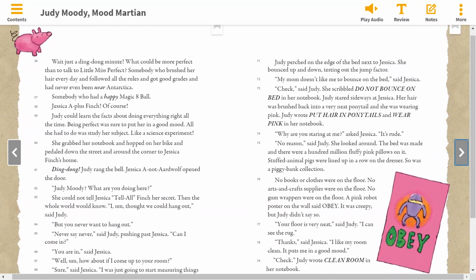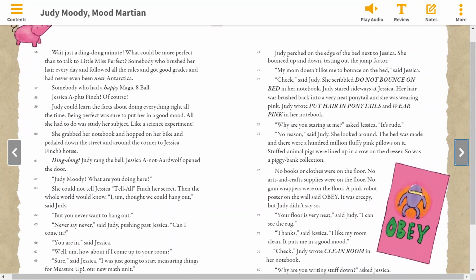Judy perched on the edge of the bed next to Jessica. She bounced up and down, testing out the jump factor. "My mom doesn't like me to bounce on the bed," said Jessica. "Check," said Judy. She scribbled, "Do not bounce on bed," in her notebook. Judy stared sideways at Jessica. Her hair was brushed back into a very neat ponytail, and she was wearing pink.